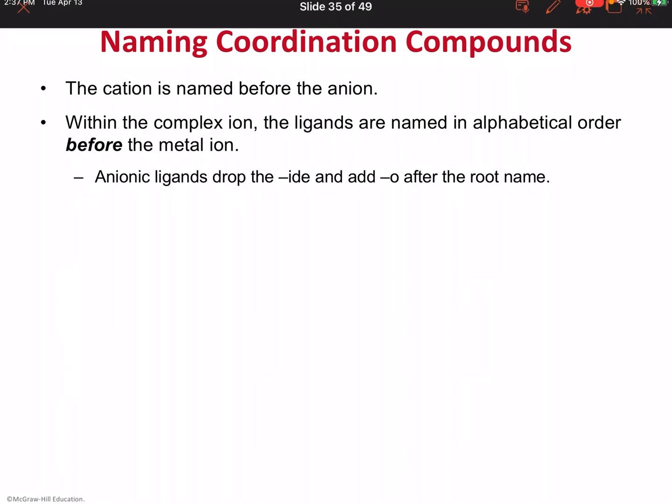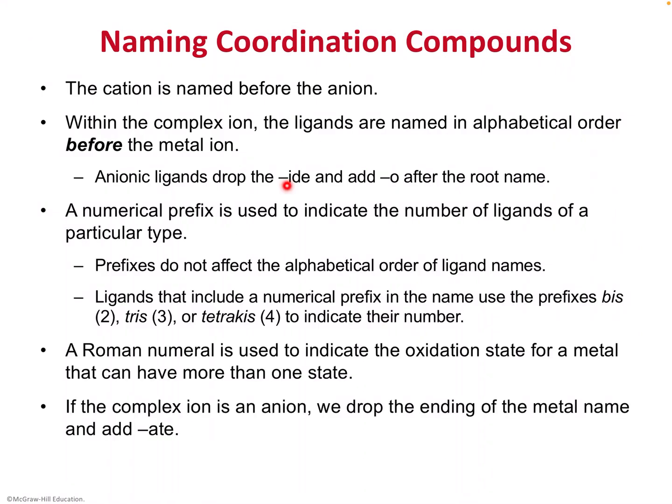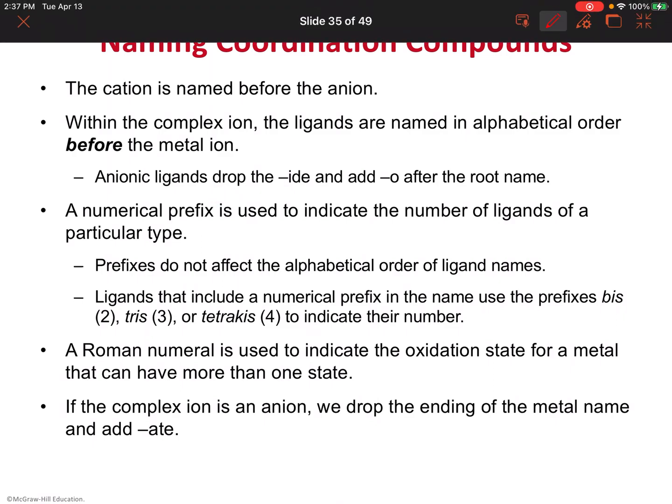If you have an anionic ligand, we drop the "ide" and add "o" after the root name. For example, chloride, Cl minus, as a ligand is an anionic ligand. We drop the "ide" from chloride and add "o". So chloride becomes chloro, after the root name.